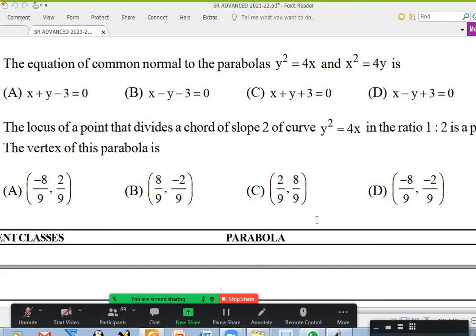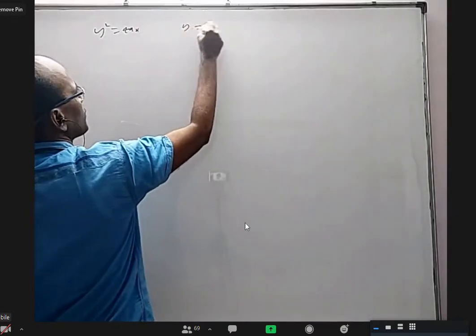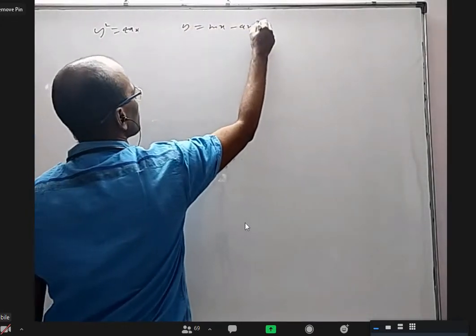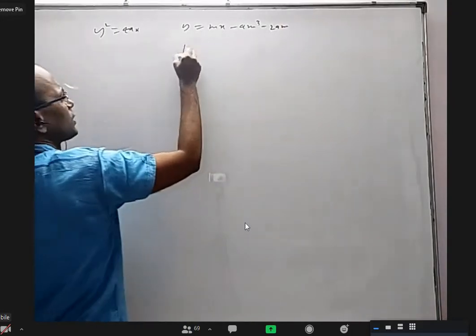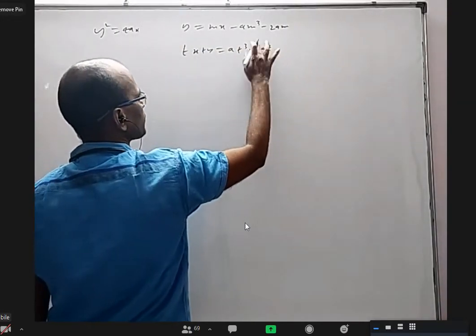Okay, they want the common normal for two curves. For y square = 4ax, we have two normal formulas. One is y = mx minus a m cube minus 2am. Another one is tx + y = a t cube + 2at.